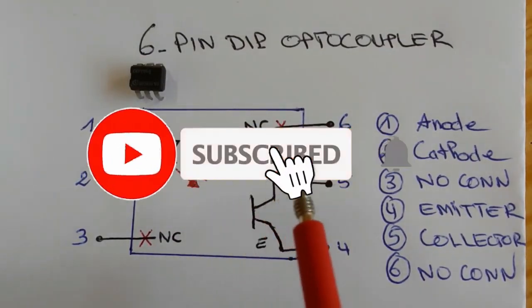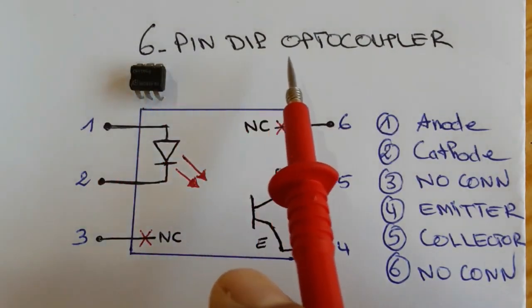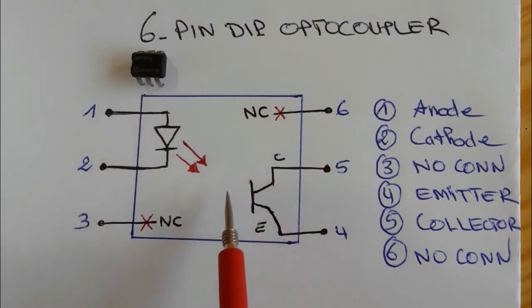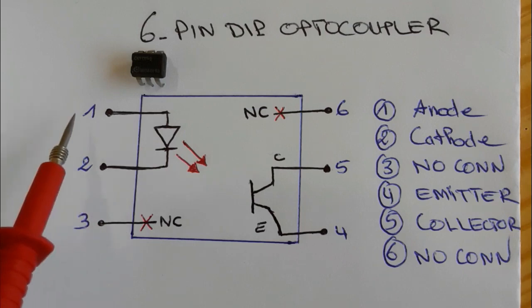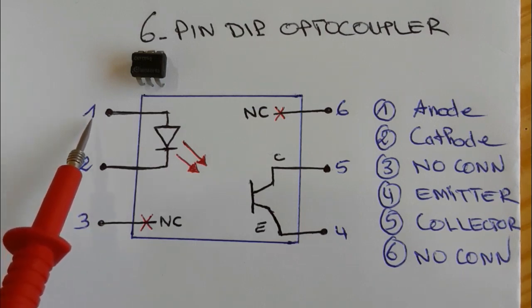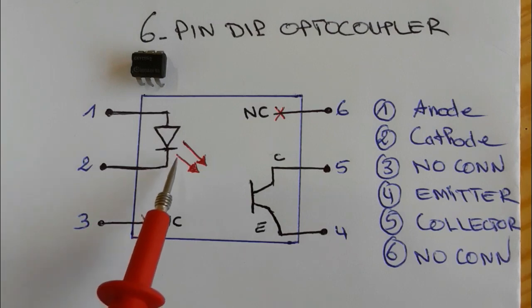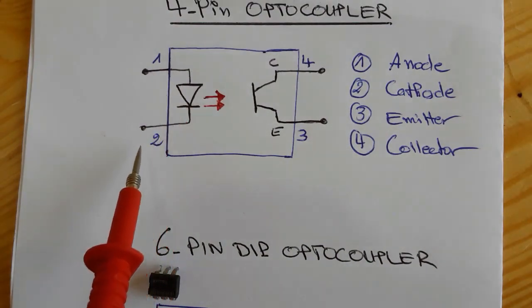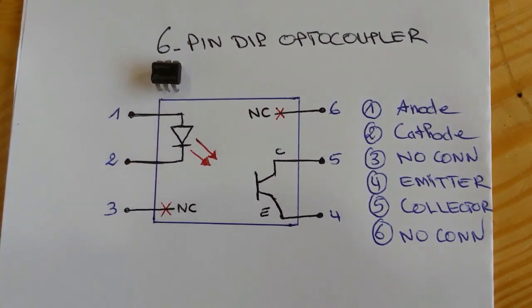So basically this is the circuit diagram, of course, of the 6-pin optocoupler. Okay, here we have the diode and the phototransistor. As you can see, the same as the optocoupler with 4 pins. So the pin number 1 is connected to anode and pin number 2 connected to cathode of the diode. Exactly the same as this optocoupler. Okay, always pin number 1 and pin number 2 connected to the diode, or to infrared diode.